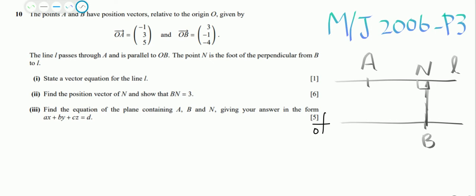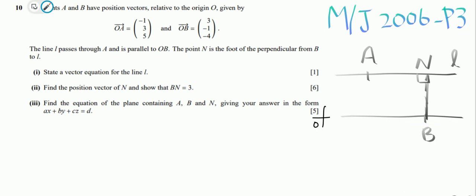Now we can start with part 1, which says: state a vector equation for line L. So we know that a vector equation is usually consisting of two parts. One is the fixed point and the other is the direction vector for that particular line. So if I were to write a general equation, it's something like this.